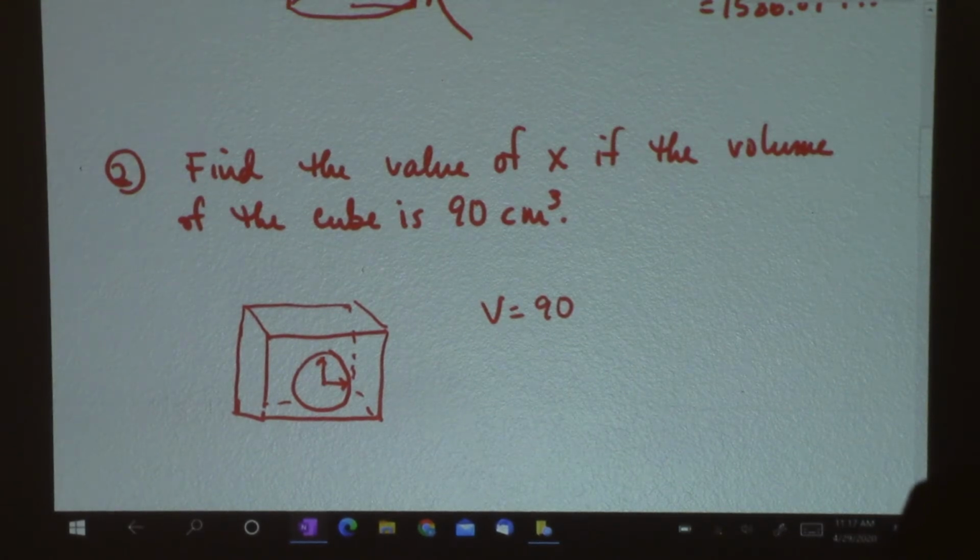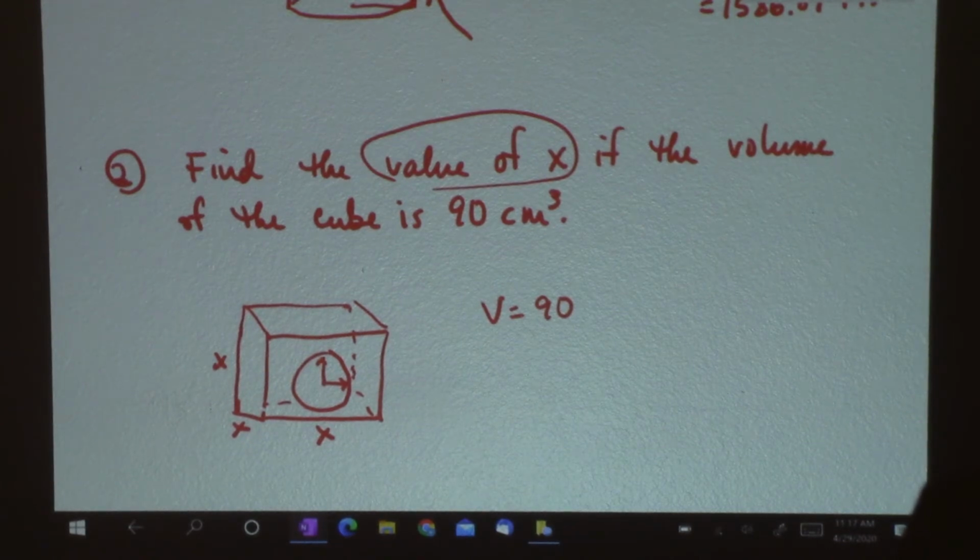You might have one in your bedroom, but we're told to find the value of x. I didn't draw that in, so x is all 3 dimensions, and we're told that the volume is 90. So this time, we're working backwards. My volume is also base area times height. Well, I'm told it's a cube, so that means that all of my dimensions are the same, right?